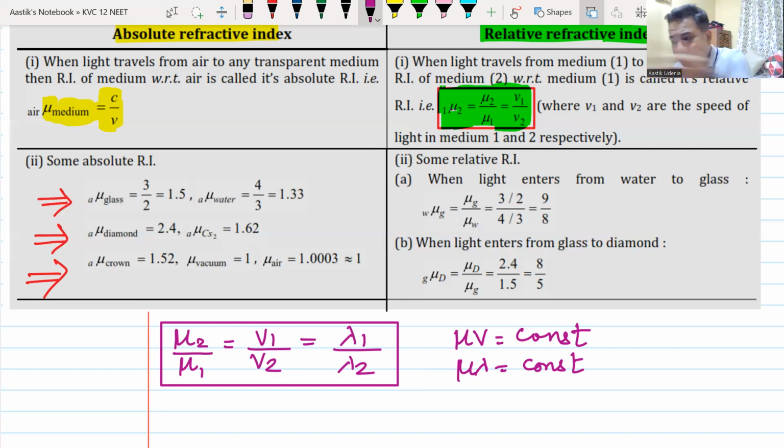The only thing you need to write is mu into v is constant. Similarly, mu into lambda is constant. And one more thing will come. If you can remember these 3 or 4 terms, the refraction is already over.